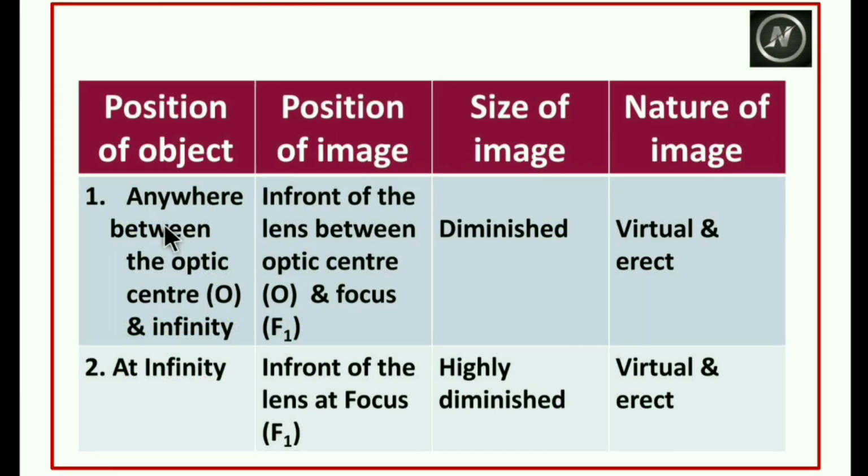Coming to the overview, if you place the object anywhere between the optic center O and infinity, it forms the image in front of the lens between the optic center O and focus f1. The size of the image is diminished. Nature of image is virtual and erect. Second one, if you place the object at infinity, it forms the image in front of the lens at focus. Size of image is highly diminished. Nature of image is virtual and erect.